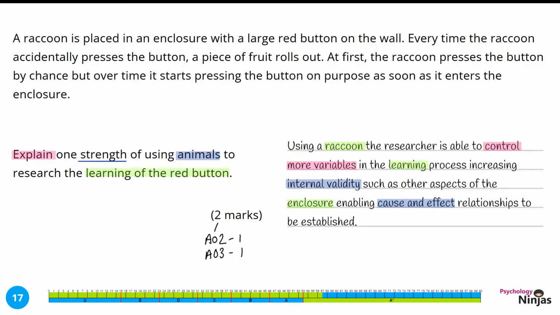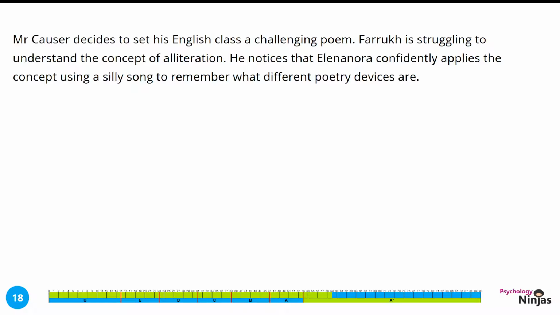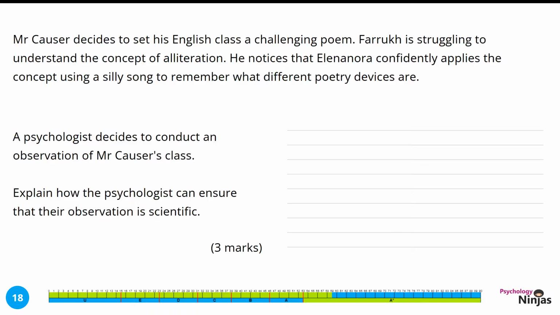Mr. Causa decides to set his English class a challenging poem. Farouk is struggling to understand the concept of alliteration. He notices that Eleonora confidently applies the concept, using a silly song to remember what different poetry devices are. A psychologist decides to conduct an observation of Mr. Causa's class. Explain how the psychologist can ensure that their observation is scientific, 3 marks.